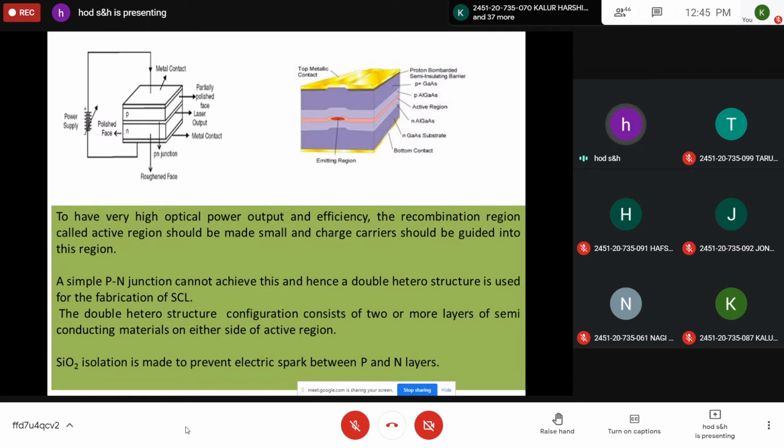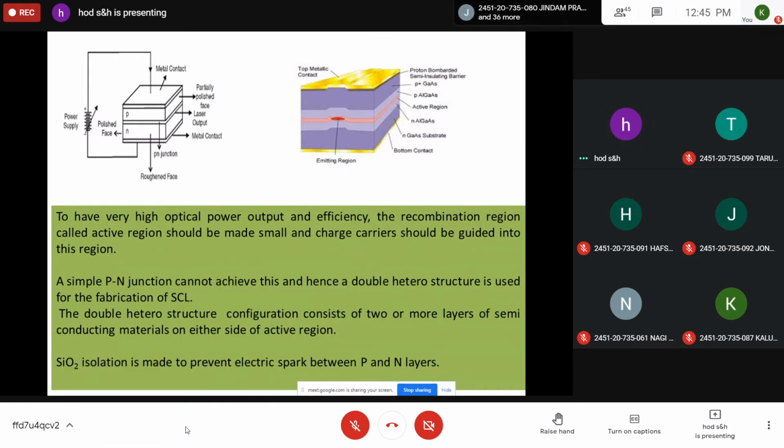At the same time, after recombination, whatever amount of light energy is produced should also be guided properly in this active region. To achieve both simultaneously, that is confinement of charge carriers as well as the optical power output, the active region should be very thin. An ordinary PN junction cannot achieve this. So to get these two conditions, to get a proper active region, a double heterostructure is used for the fabrication of SCL.